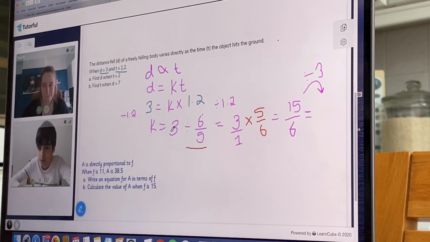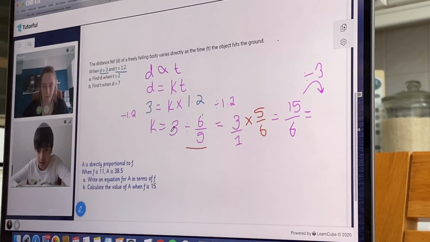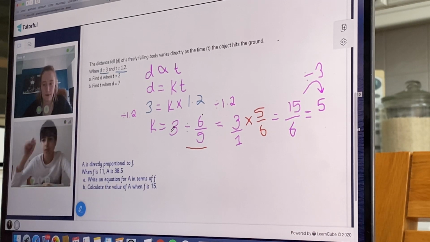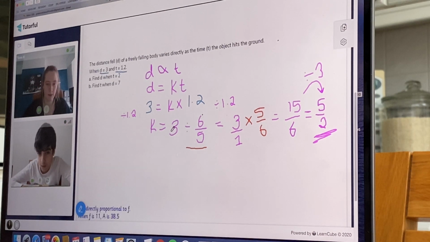We still have this 15/6. So we do 3 times 5 is 15, giving 5/2. Brilliant. And that's what k is? Yes, k equals 5 over 2. So I'll just move this question down a little bit.